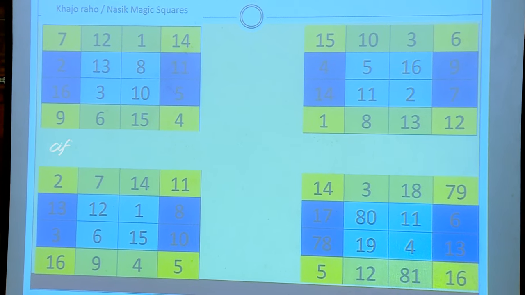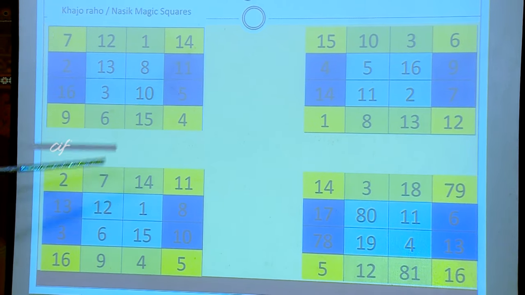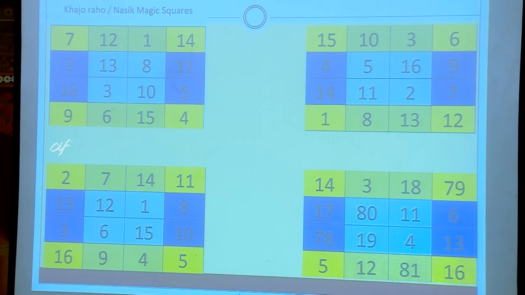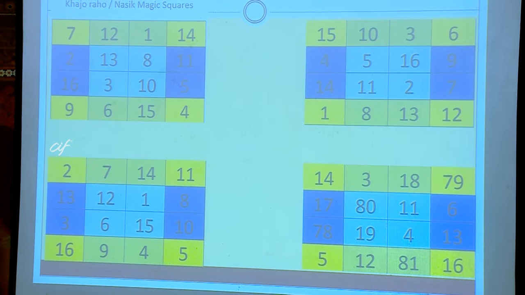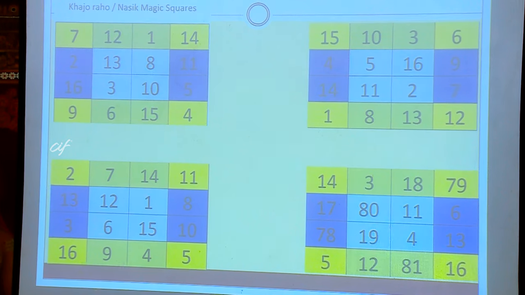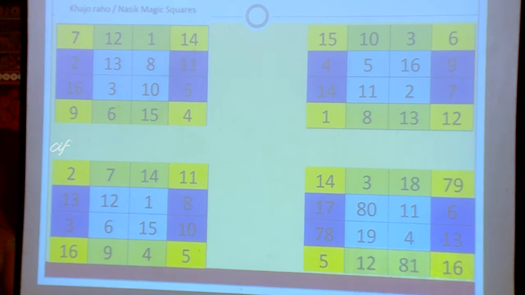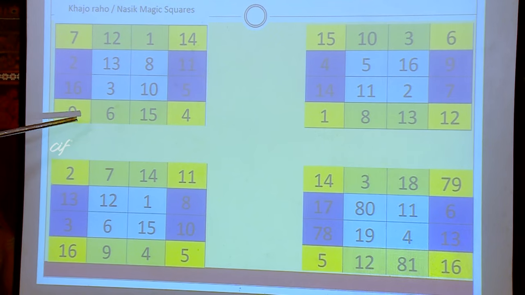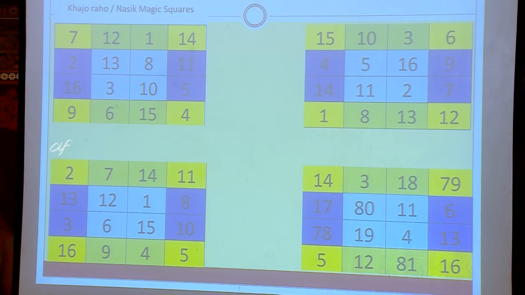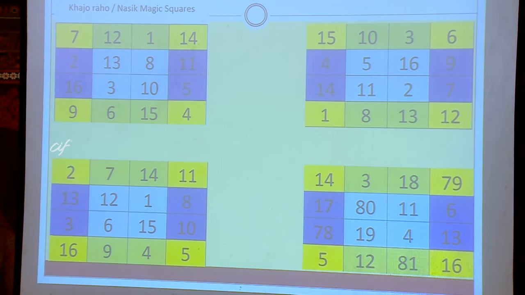The corners. Corners we have considered in the same color. Nine plus 6, 15. 15 plus 15, 30.